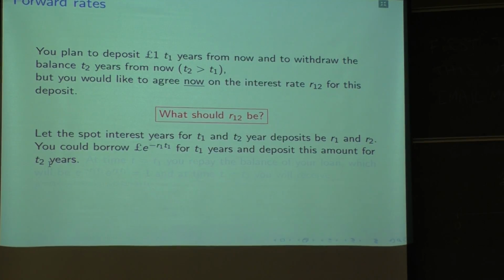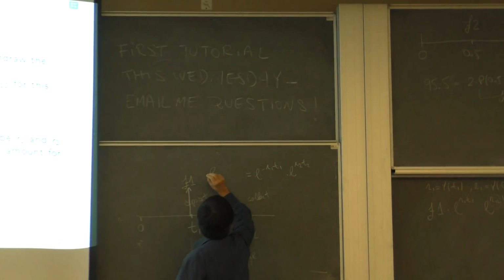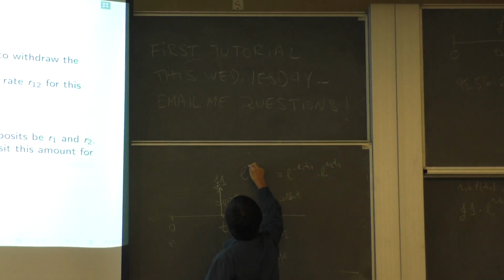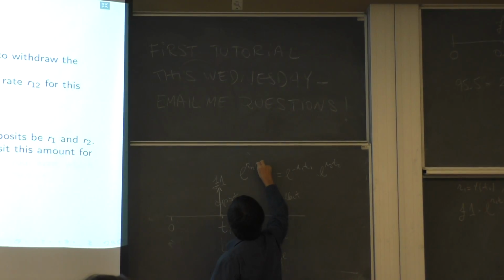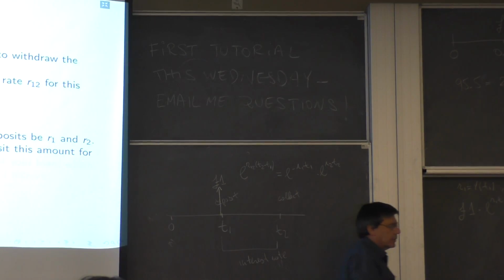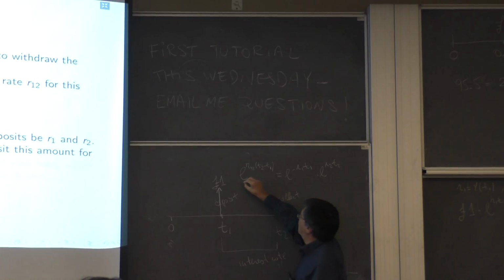So this is telling you that this should be the same thing as your £1 times e to the interest rate that you agreed on, which is R12, times the period of time between your deposit of £1 and the withdrawal of your deposit. So that's another way of finding a plausible formula for R12. Right? Is this making sense?